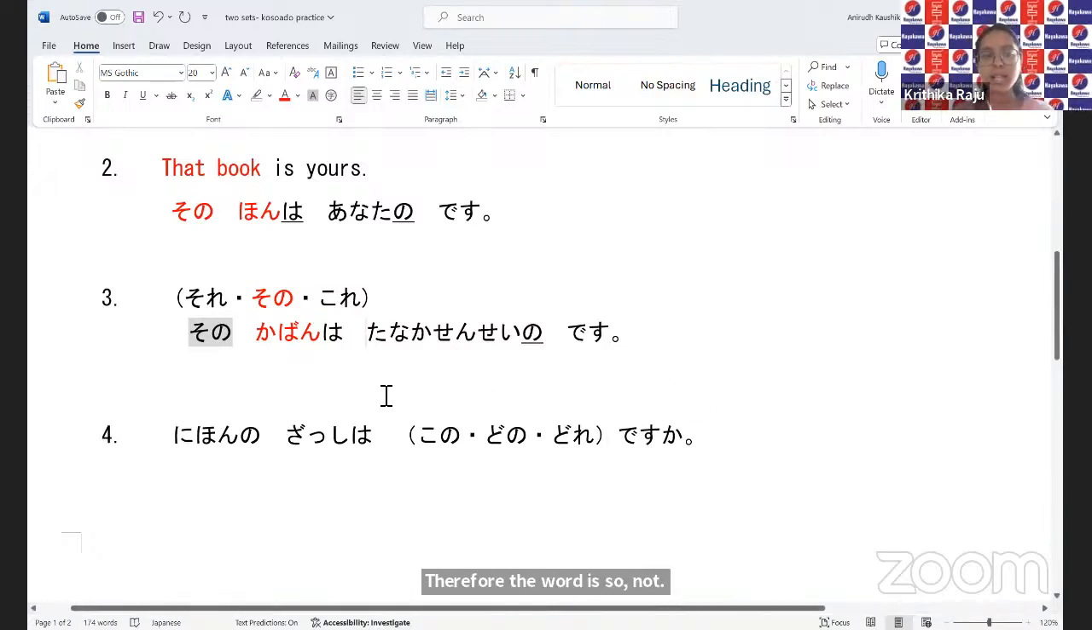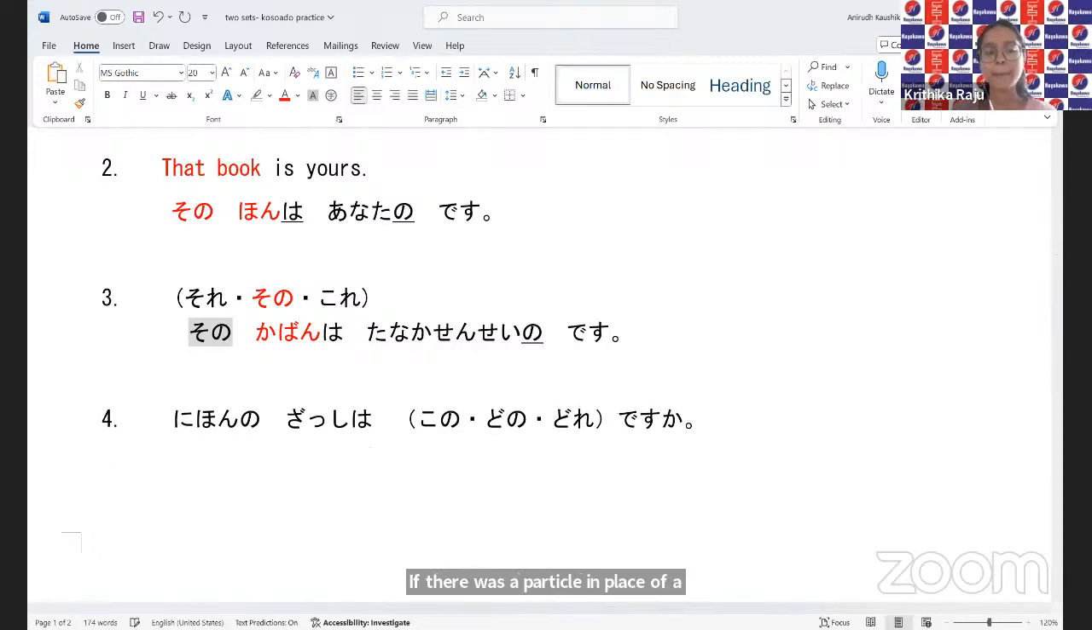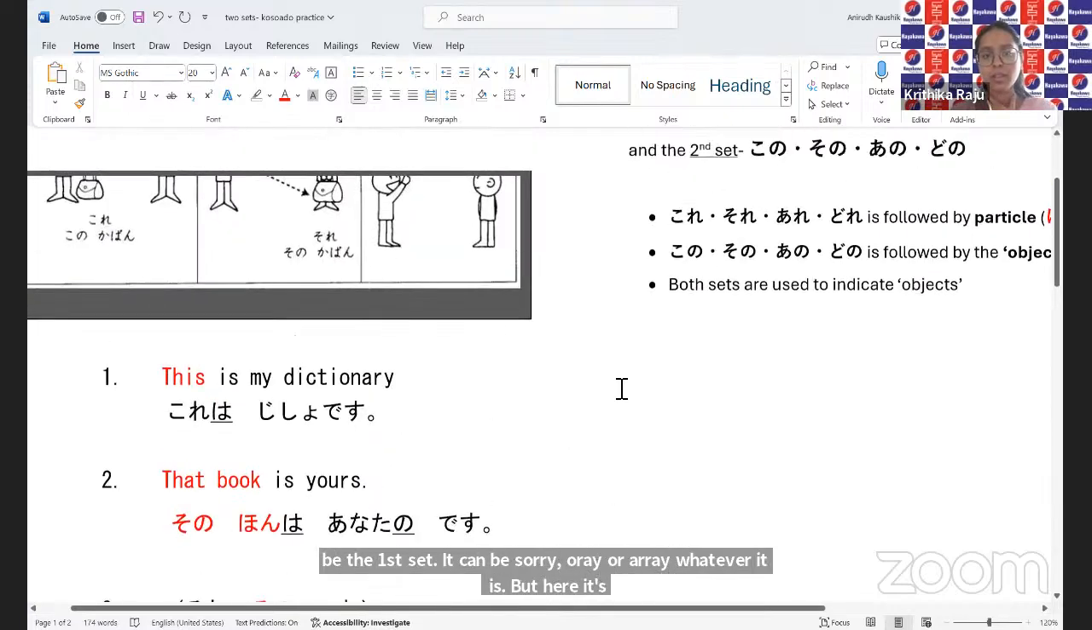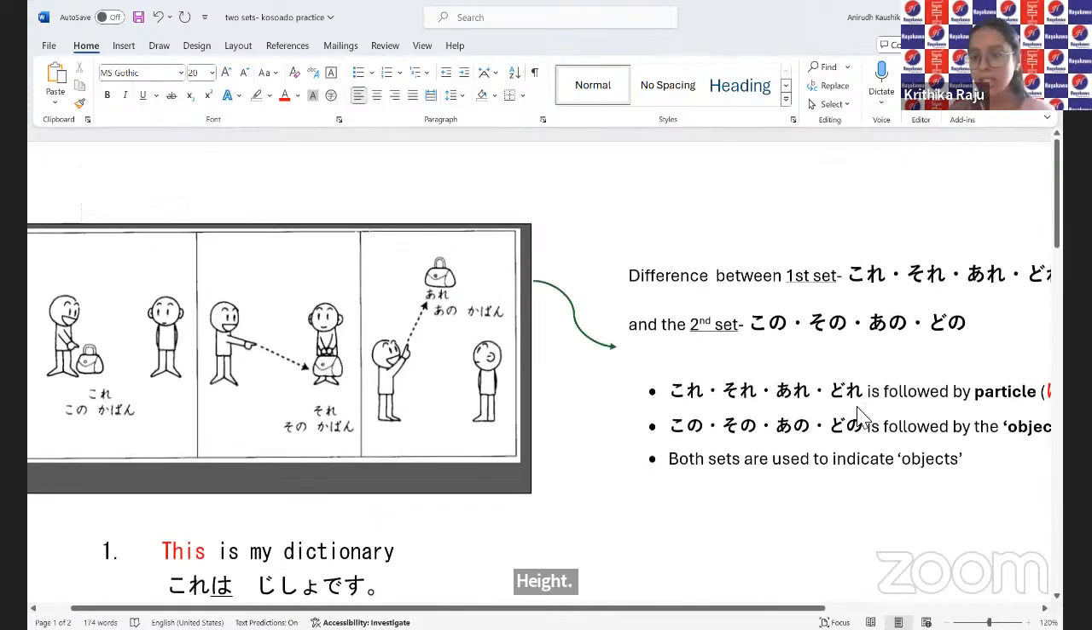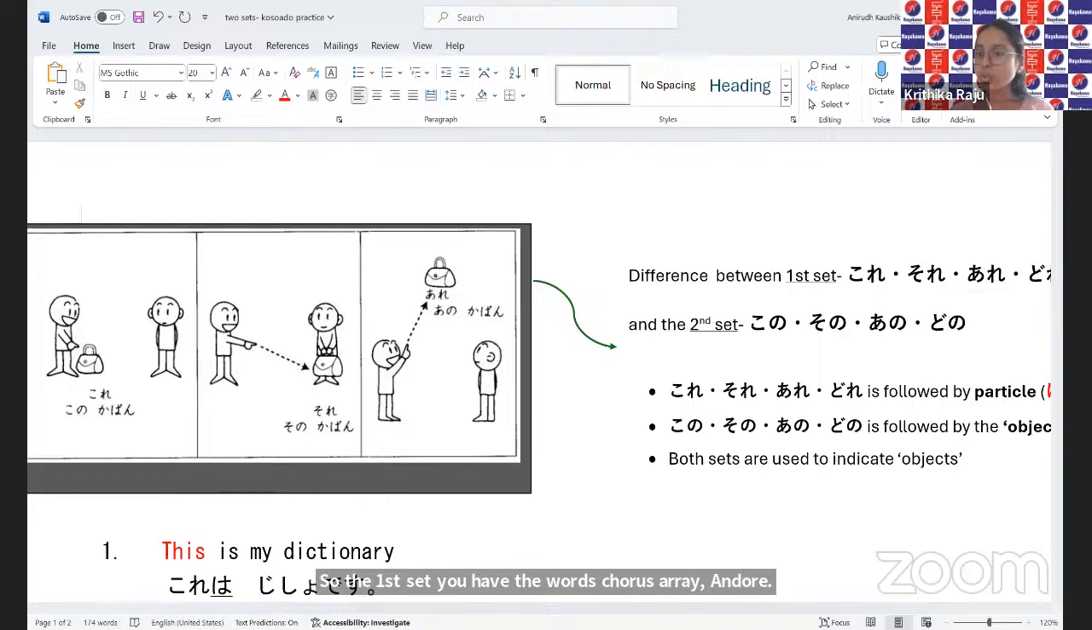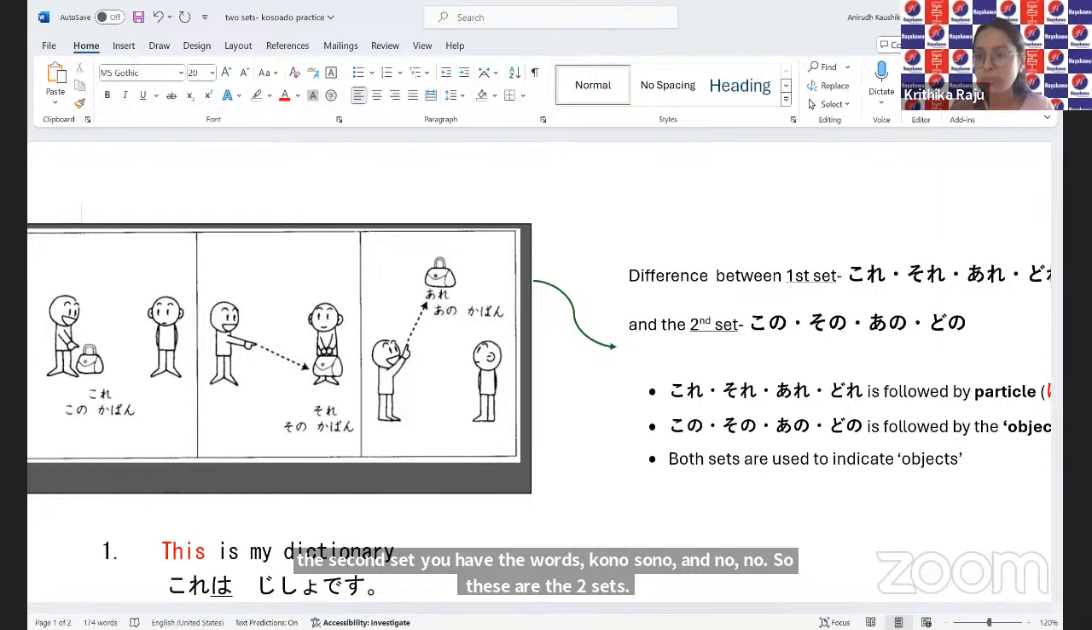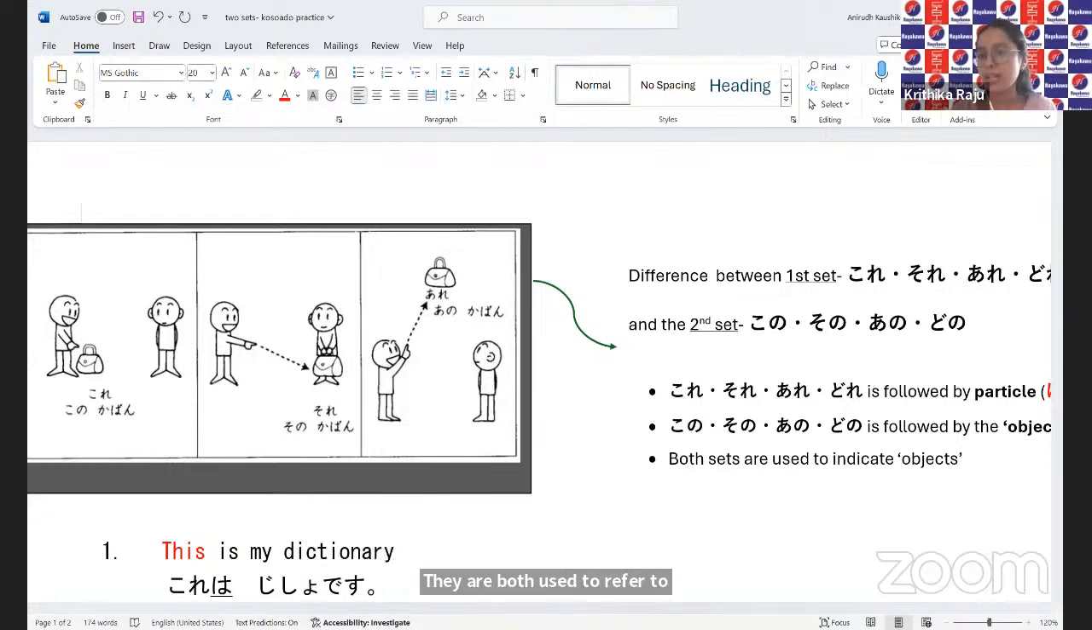Sumimasen. Could you please explain the rule again for the use of the first set and the second set because it's a little confusing. All right. So the first set, you have the words kore, sore, are, and dore. And the second set, you have the words kono, sono, ano, and dono. So these are the two sets. They are both used to refer to objects, to nouns. But the difference between the first and the second is, when you use the first set in a sentence, it will be immediately followed by a particle. Let's say the particle wa. So it will always be kore wa, sore wa, are wa.